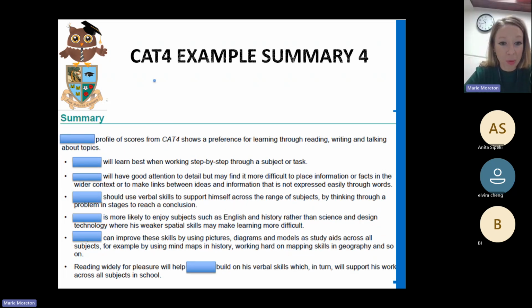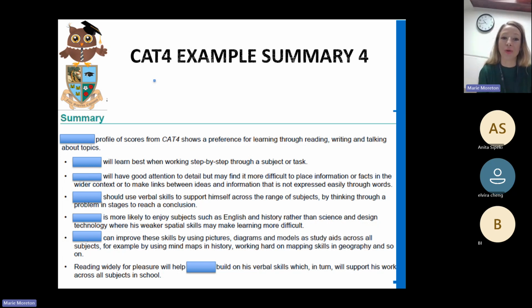This one is verbally biased. So this is a child who has a verbal bias, so they have a higher verbal ability. They're going to learn best when they're working step by step through a task. They'll have good attention to detail.